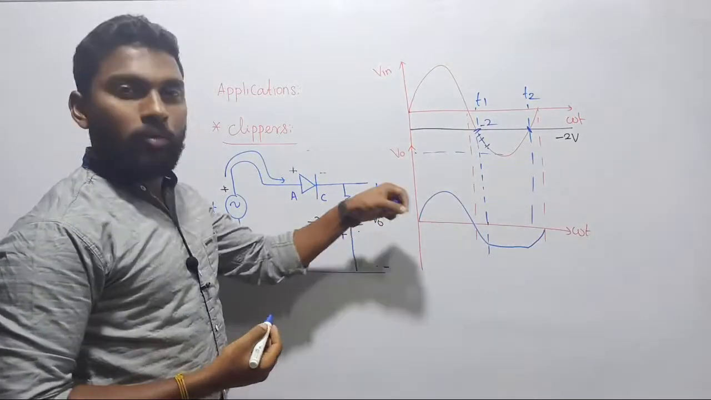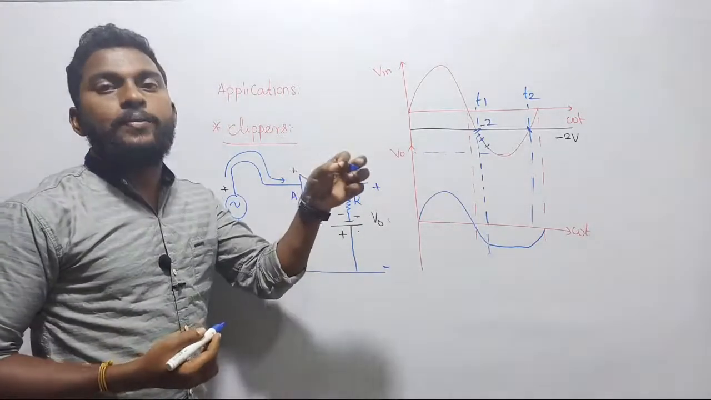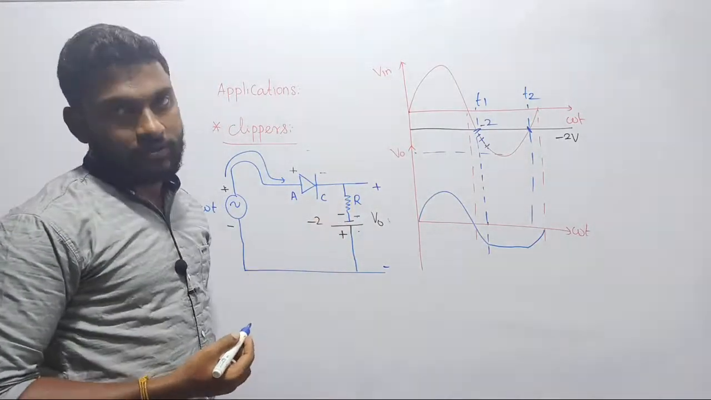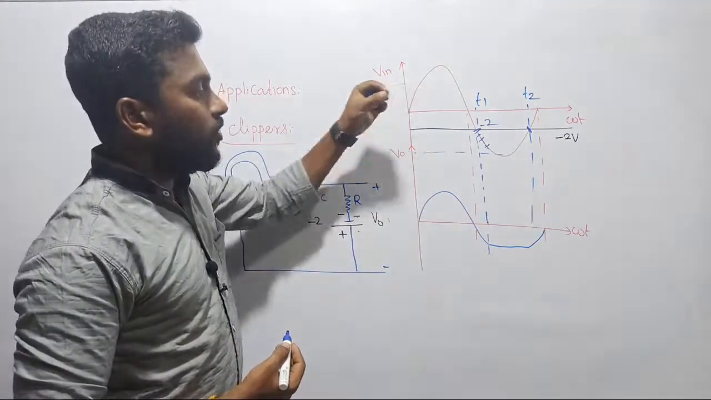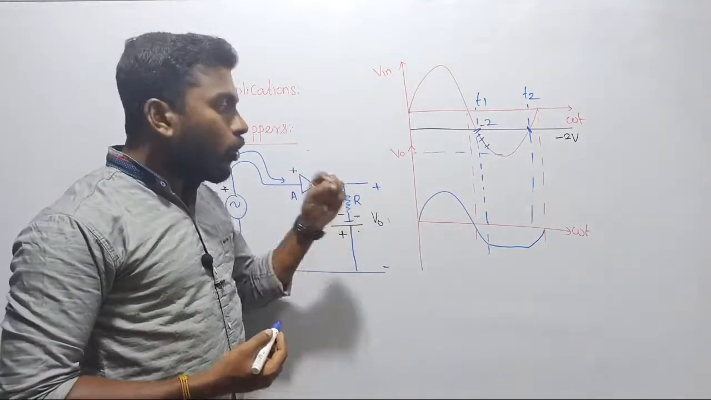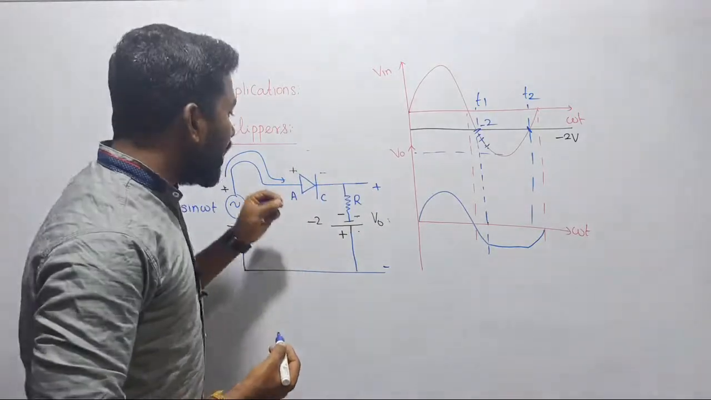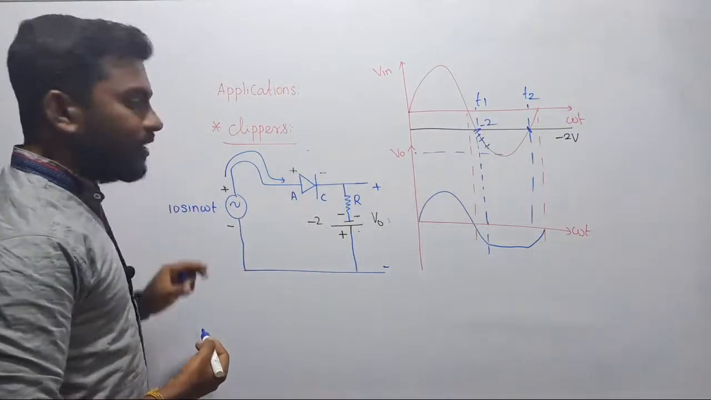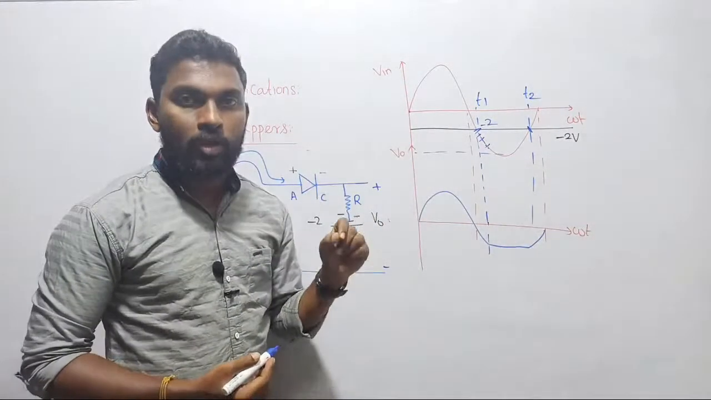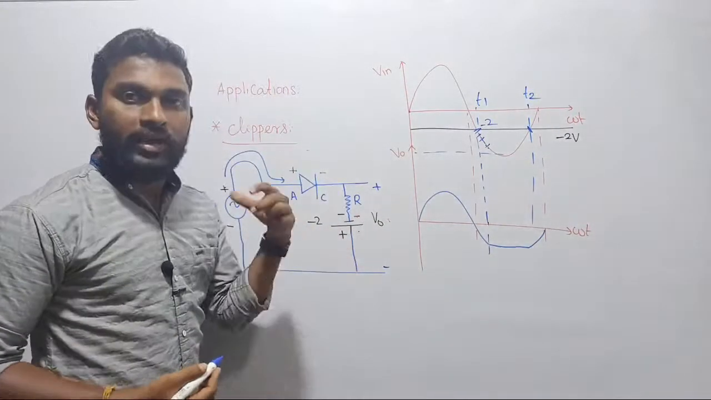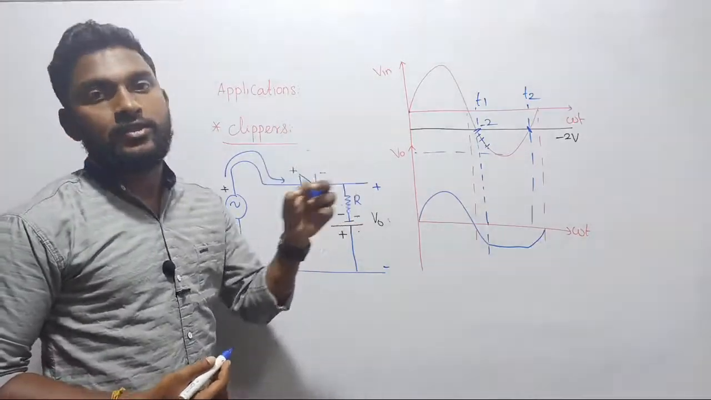Now I am introducing one more topic here, that is called transfer characteristics. What do you mean by transfer characteristics? Transfer characteristics is the relation between input voltage waveform and output voltage waveform. I hope now you all are getting how your diode is simply working with the AC signal and how it is clipping the unwanted portion of our signal. Now it is the time to learn the next part of your clipper, that is called transfer characteristics.